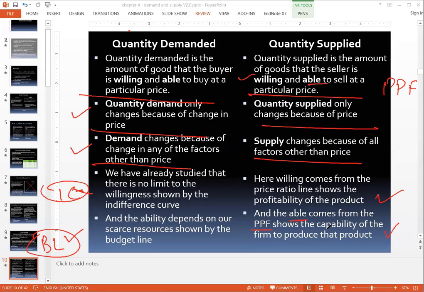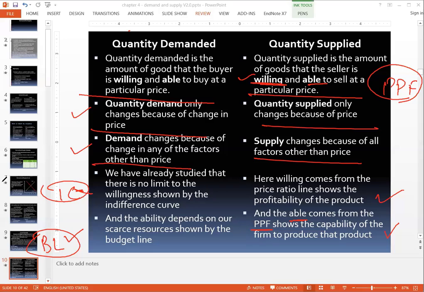We have already studied this point. So it means the decision to supply comes from the ability to produce. For that, we have already discussed a relevant topic, and there is a willingness. For that, we will cover the price ratio concept later on. So hopefully it is clear now how demand is made and how quantity demanded is made, and how quantity supplied is made.